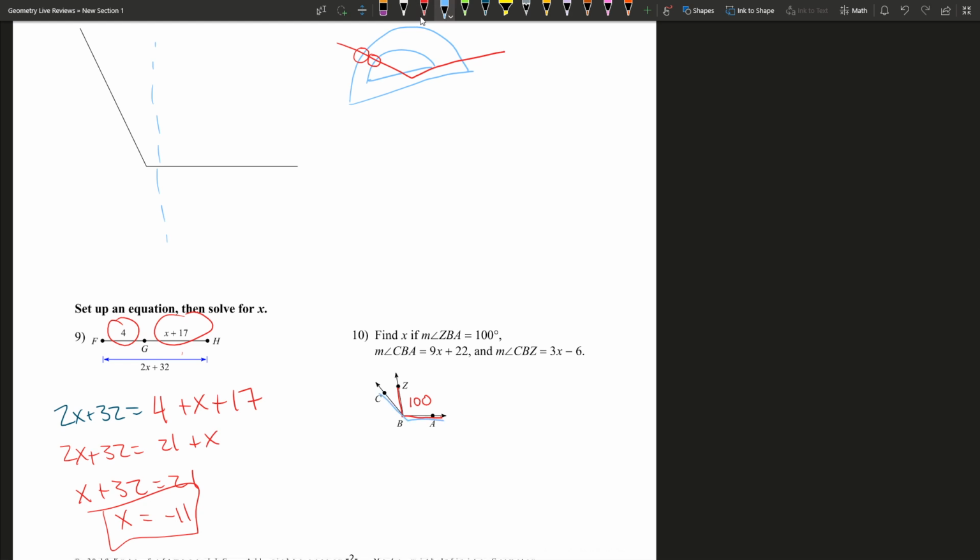CBA, the entire angle, is 9x plus 22. And then CBZ is 3x minus 6. Okay, so the giant angle is going to be equal to the sum of its two parts. So 9x plus 22 is going to equal 3x minus 6 plus 100. And then we have to solve for x.